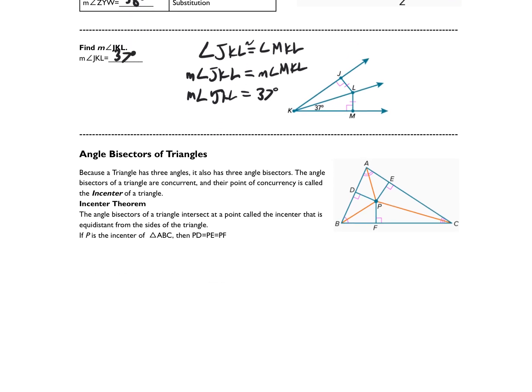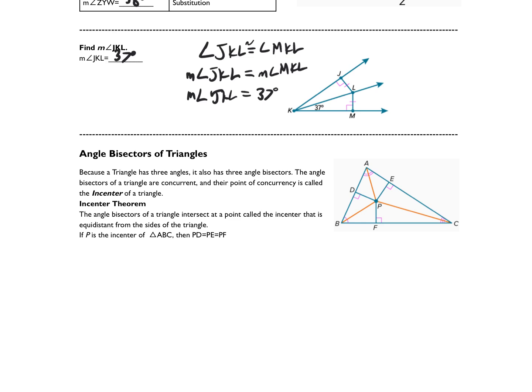All right, because a triangle has three angles, that means it also has three angle bisectors. The angle bisectors of a triangle are concurrent. That means they intersect at a single point, and their point of concurrency is called the incenter of a triangle. Last time we talked about perpendicular bisectors, and their point of concurrency was the circumcenter.